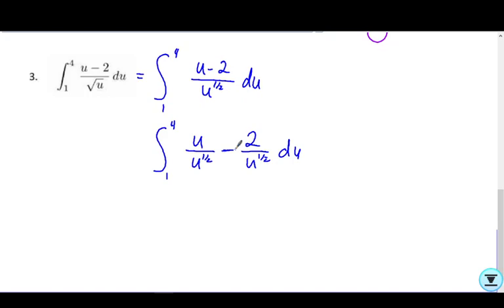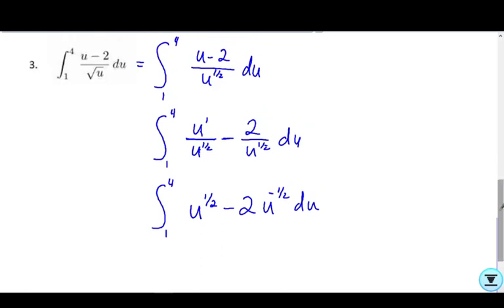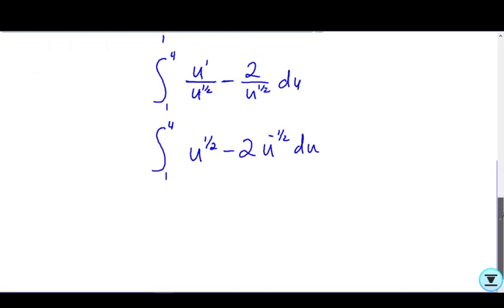And not only that, I'm actually going to simplify this, because when you take two things with the same base and you divide, you subtract their powers. So this is going to end up being u to the 1/2 minus 2, and this is u to the negative 1/2. So what I've done here is changed my fraction, using my exponent rules, into a super simple polynomial problem. And this way I don't have to deal with those fractions in there.